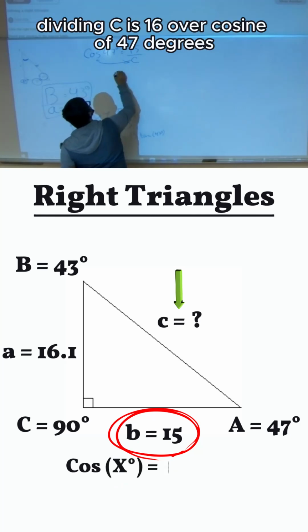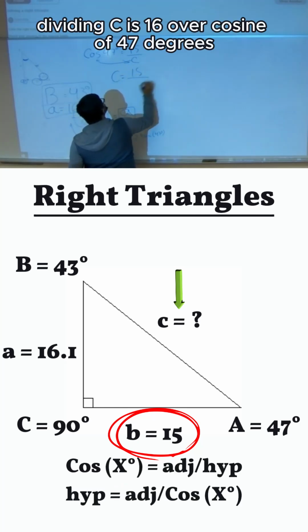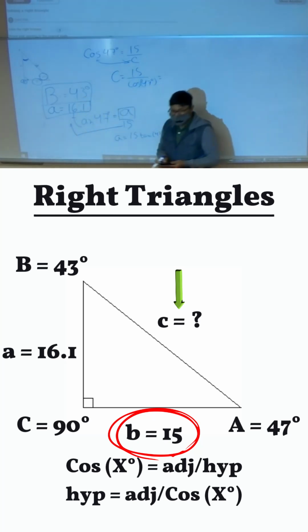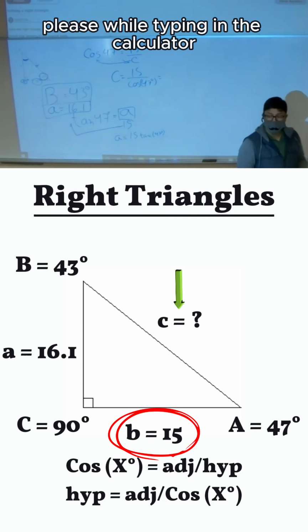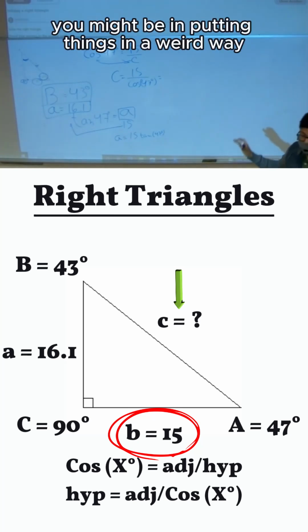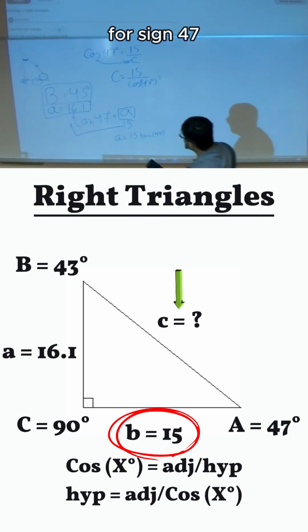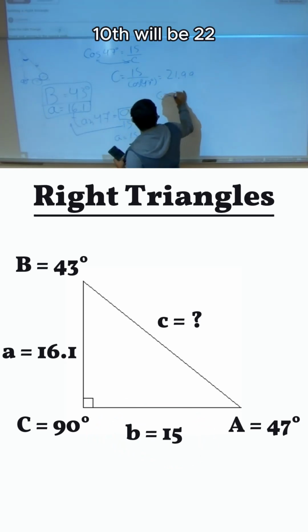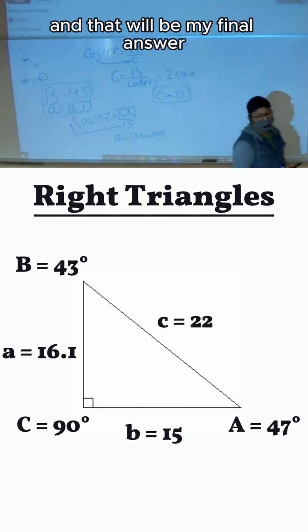dividing. C is 15 over cosine of 47 degrees. Please, while typing in the calculator, be careful of the parentheses. Otherwise, you might be inputting things in a weird way. It gives me 22. And that will be my final answer.